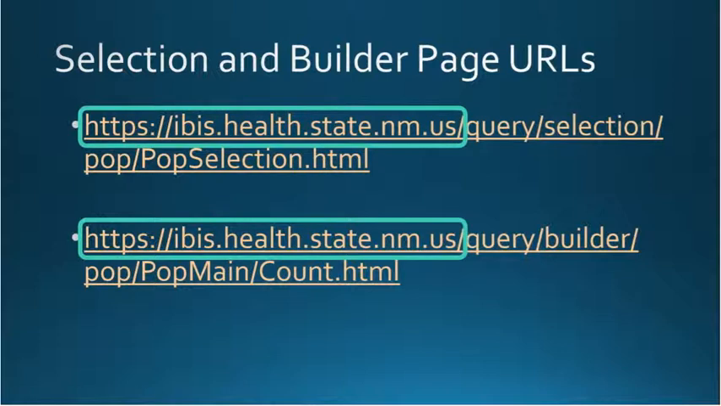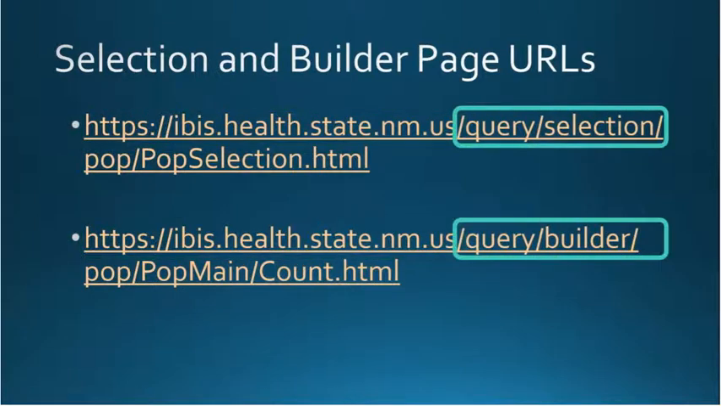This first part of the URL is called the application's root URL, also the IBIS URL prefix. This tells the internet where to send the request, which server and which application on that server. That string, ibis.health.state.nm.us, is actually a domain name that is connected to the server's IP address out on a domain name server. But that is a lesson for a different time and a different instructor.